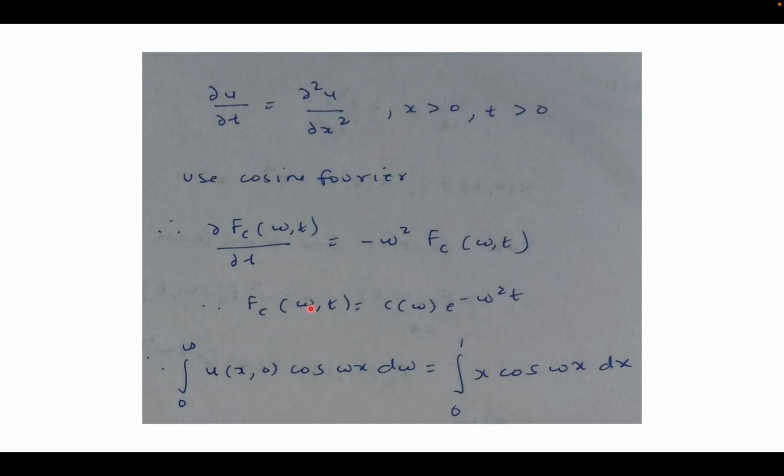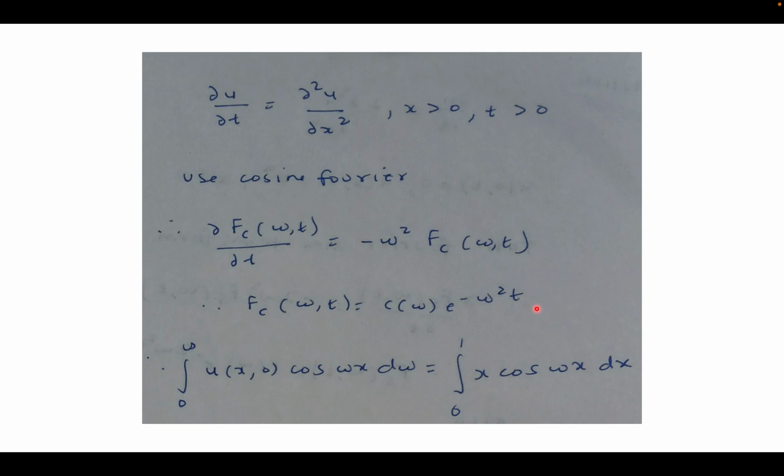Now you have this differential equation. From there you can just do the integration on both sides with respect to fc and with respect to t. So you will get fc omega t is equal to some constant, which I am denoting as c of omega, times e power minus omega square t.